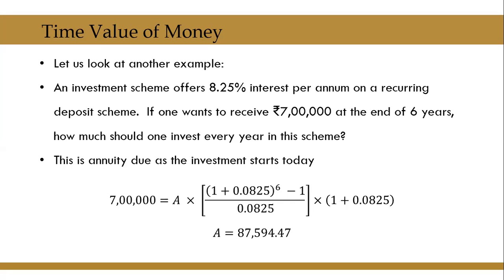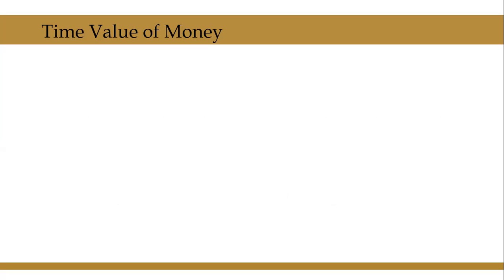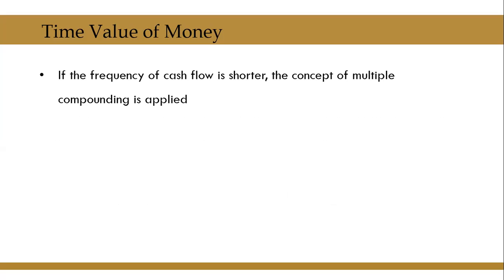So in both these cases, you have seen that the annuity happens first and the bulk cash flow happens at the end of the period. Now, what happens if the frequency of cash flow is shorter? That means we are not investing every year, we are probably investing every 6 months or every quarter or every month. Here, the concept of multiple compounding has to be applied.